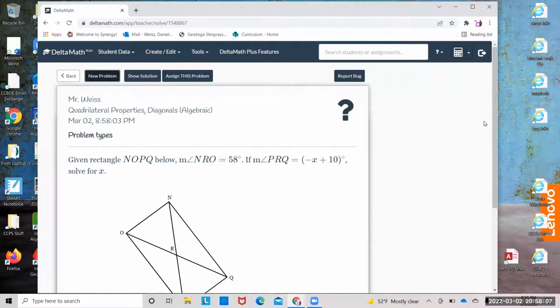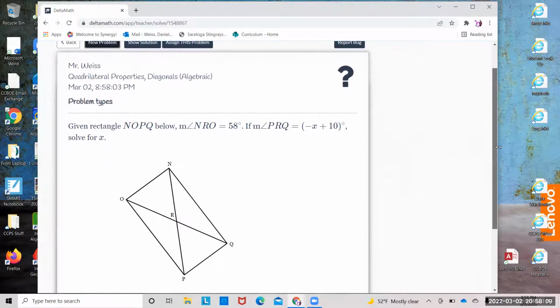Rectangle. NRO. That's this angle right here. Is 58. PRQ. PRQ is this angle right here. Is negative x plus 10. These two angles are vertical. They're equal. So negative x plus 10 equals 58. Solve for x.